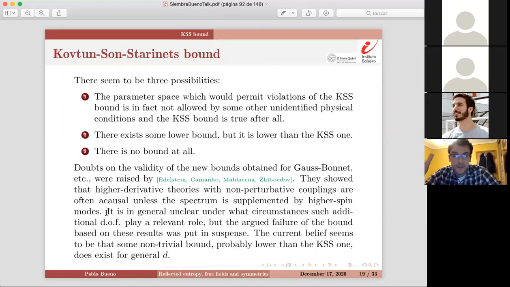I think that's my impression from the reviews and what people say now: the current belief seems to be that there is some non-trivial bound, which is probably lower than the KSS one in general dimensions. But of course this result by Edelstein, Camaño, Maldacena, and Sibodedov tells you that you have to be careful when extracting general conclusions about using higher curvature gravities, not as non-perturbative things by themselves. That doesn't mean you cannot use them at all, and I will show you examples in which you can. But I think this is the work that Andres was referring to at the beginning.